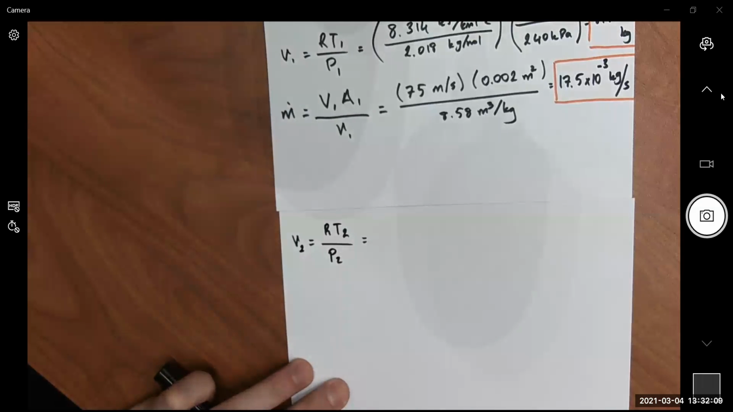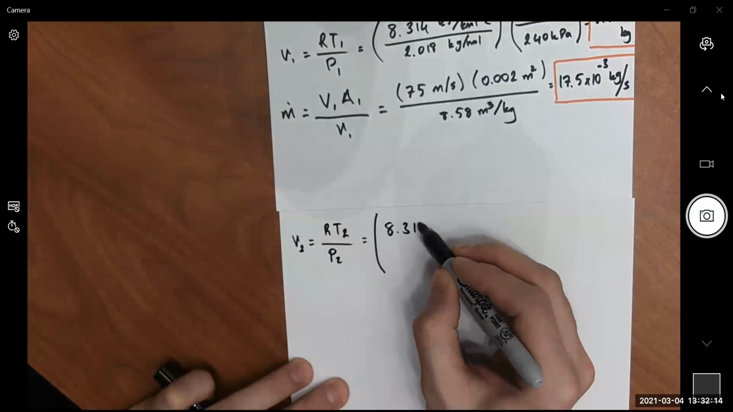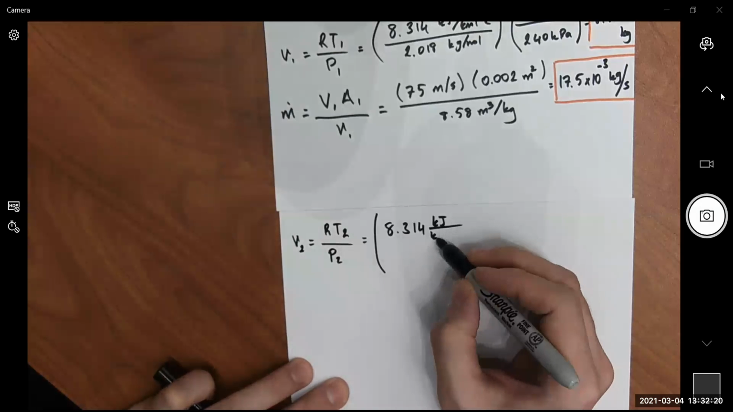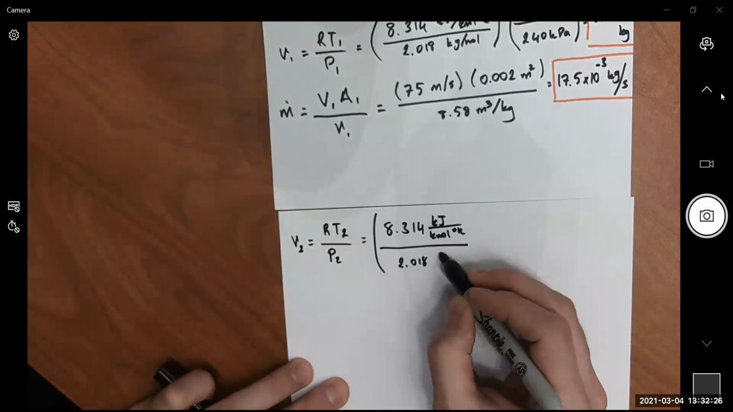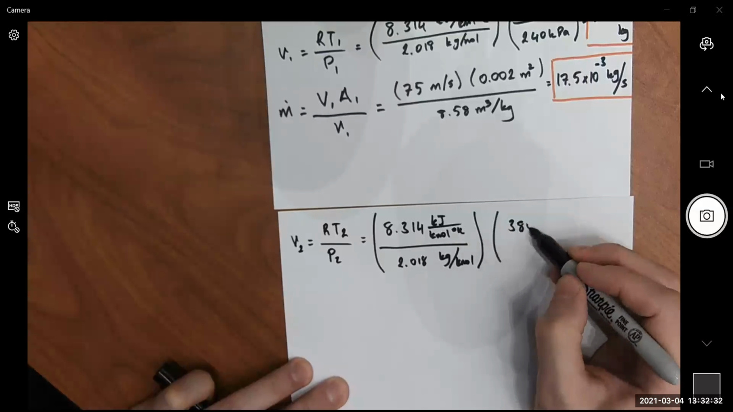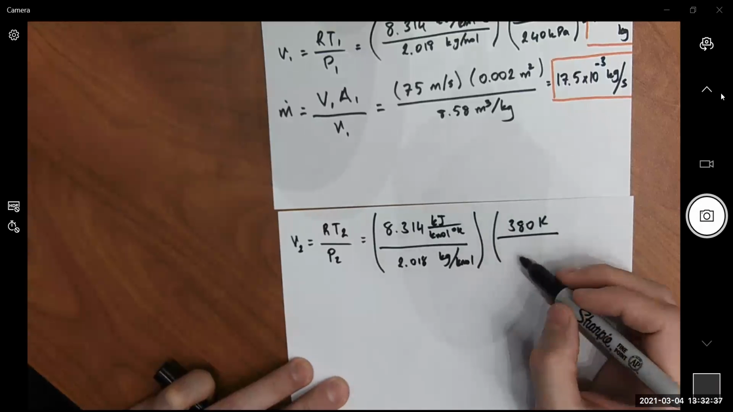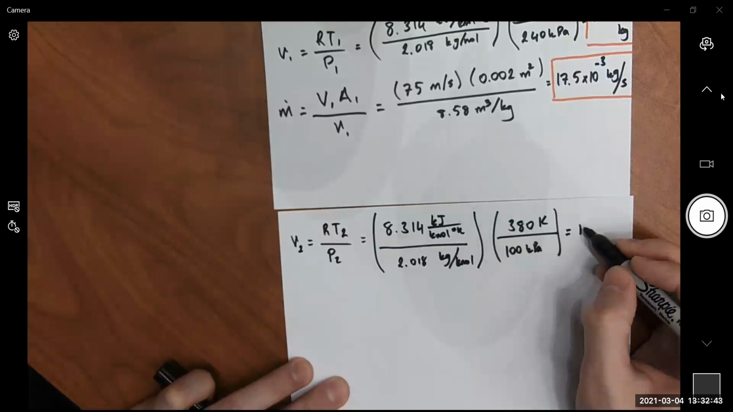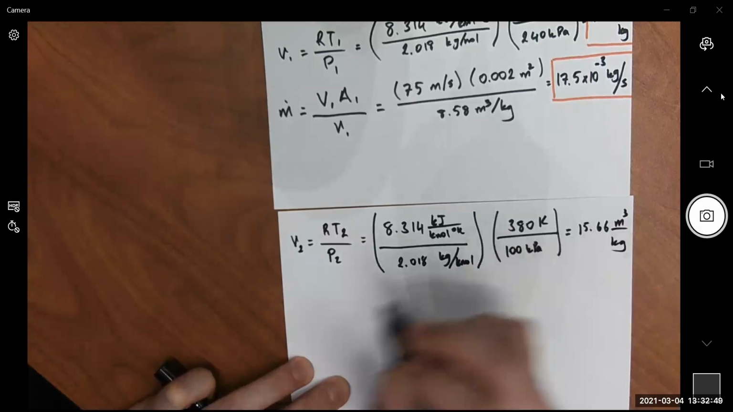Specific volume at the outlet: 8.314 kilojoules per kilomole Kelvin, divided by 2.018 kilogram per kilomole. Temperature is 380 Kelvin, divided by pressure at the exit, which is 100 kilopascal, equals 15.66 meter cubed per kilogram.